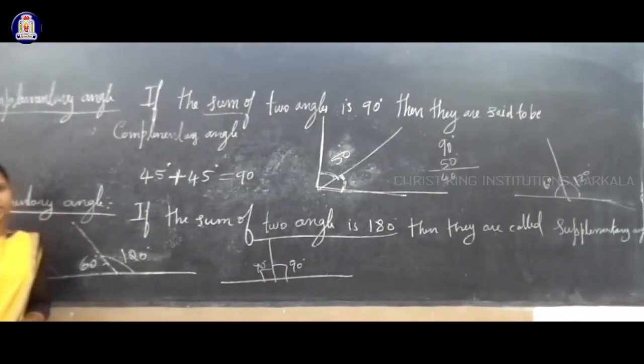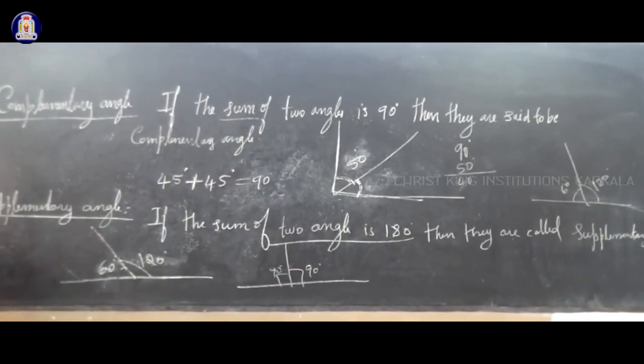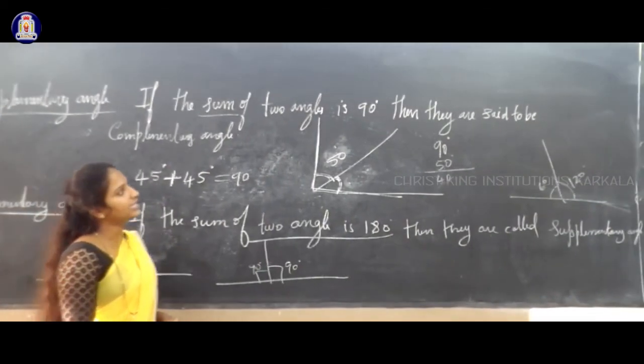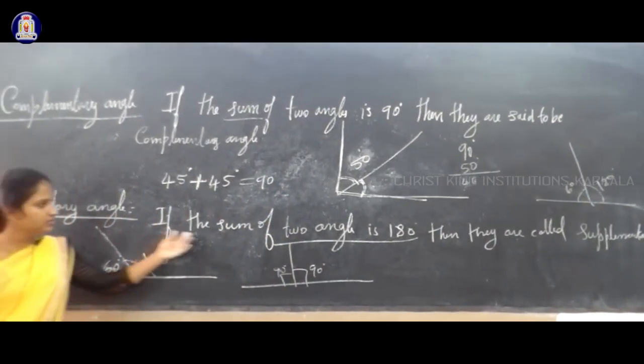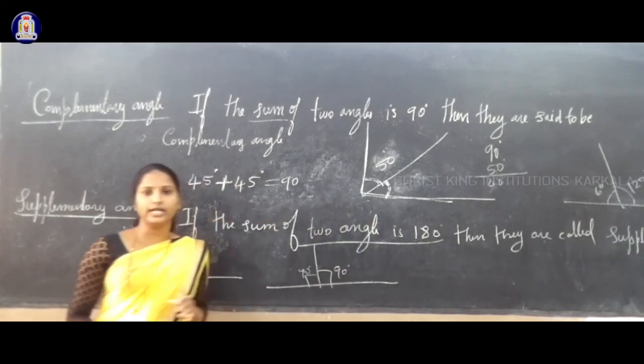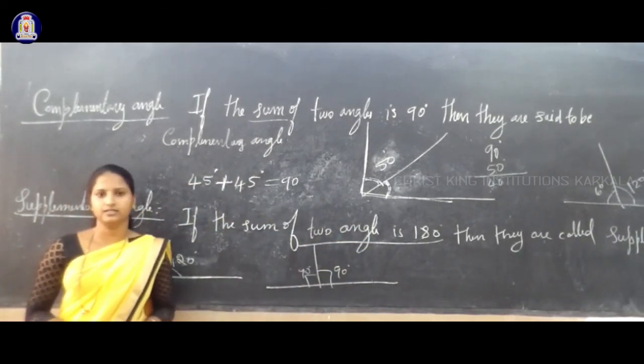Clear? So this is the method to find a supplementary angle and a complementary angle. The definition is very important. Complementary angle means if the sum of two angles is 90, it is called complementary. Supplementary means the sum of two angles is 180 degree. Clear? Yes. Thank you.